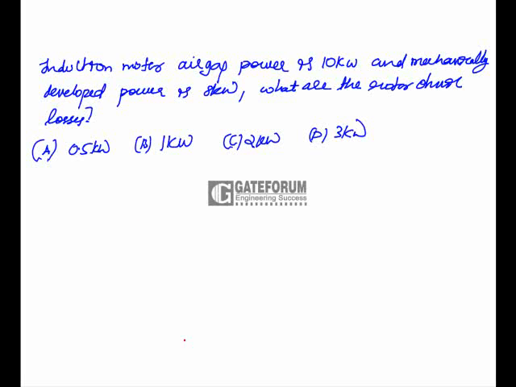Motor air gap power is 10 kilowatt. Okay, he has given PG is equal to 10 kilowatt and mechanically developed power is 8 kilowatt. So PM is equal to 8 kilowatt. Now what are the rotor ohmic losses? We know that rotor ohmic losses, let us take it as PR is equal to S times of PG. That is slip times of air gap power is equal to rotor ohmic losses. Now what is slip we have to find it.